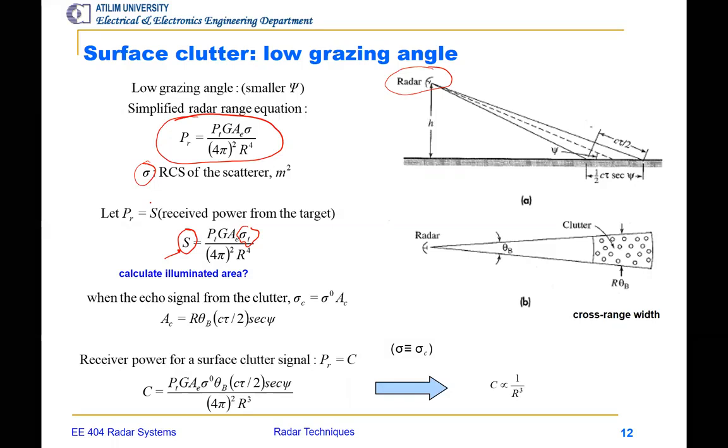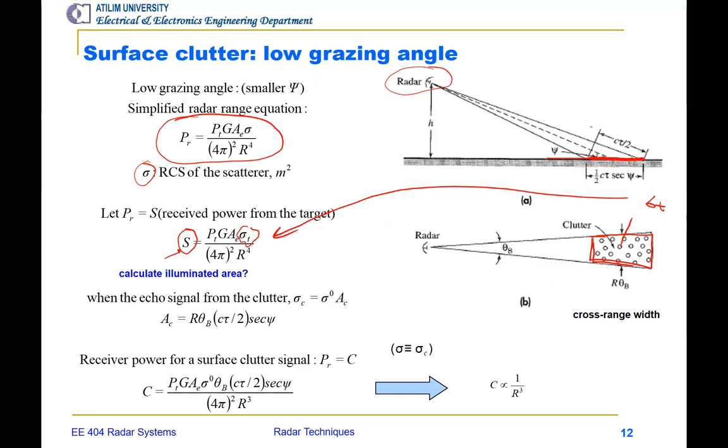Next, what will happen if we have a surface clutter then? How much signal power is received due to this illuminated area? On azimuth, we can see this illuminated area. Okay, if there is an object here, a target here, whose radar cross section is sigma t, then we got this power.